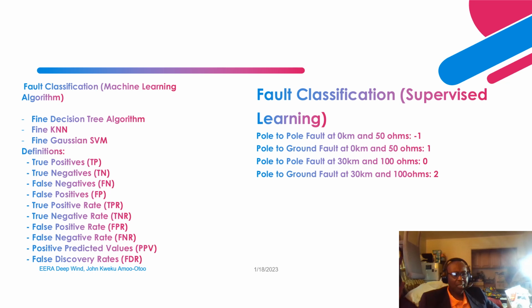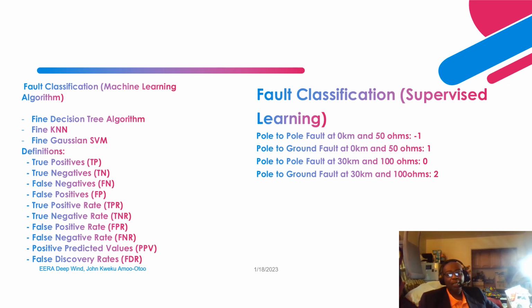Now let's continue with the fault classification and the machine learning algorithm part. Like I indicated, there were three main algorithms that gave promising results: the fine decision tree algorithm, the fine KNN and the fine Gaussian support vector machine. There are other definitions: true positive, true negative, false positive, true positive rate, true negative rate, false positive rate, false negative rate, positive predicted values, false discovery rate.